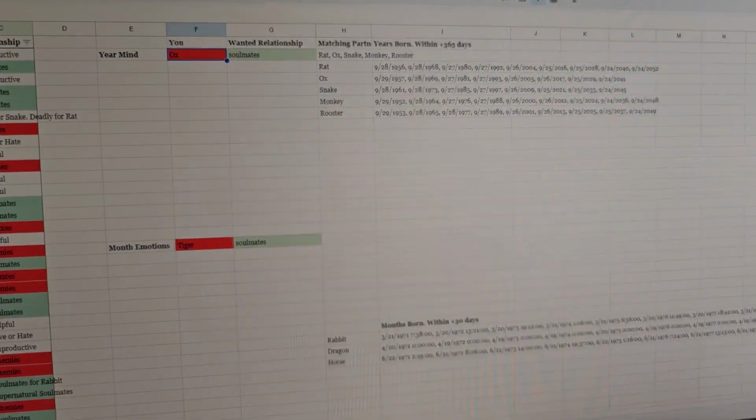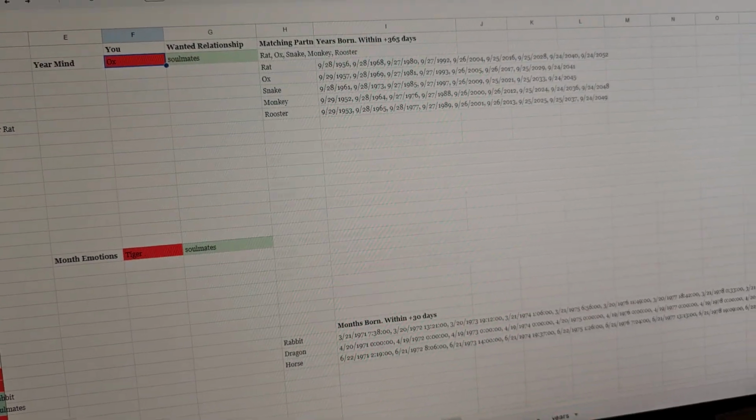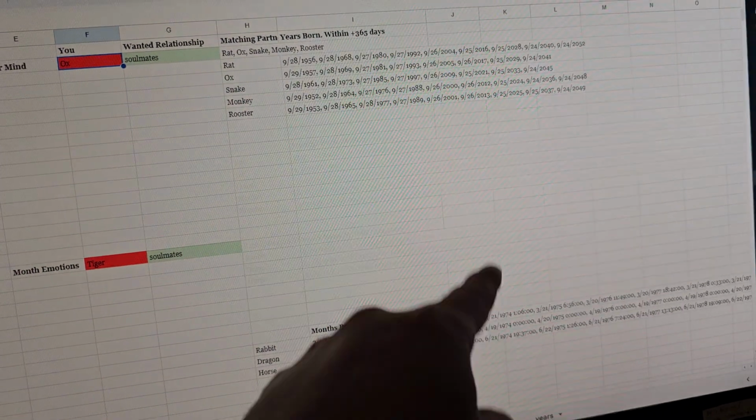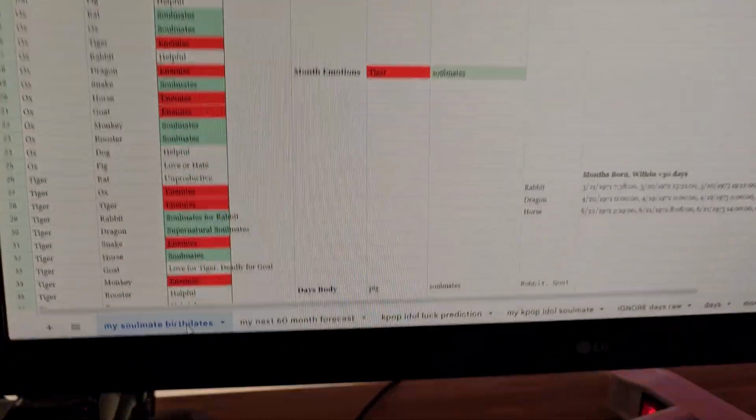And so on. So this is the correct output. And what they want to do is find these months inside these years. So if they find someone born in a soulmate month and a soulmate year, then they're really, really good soulmates. So that's how this page 1 works.